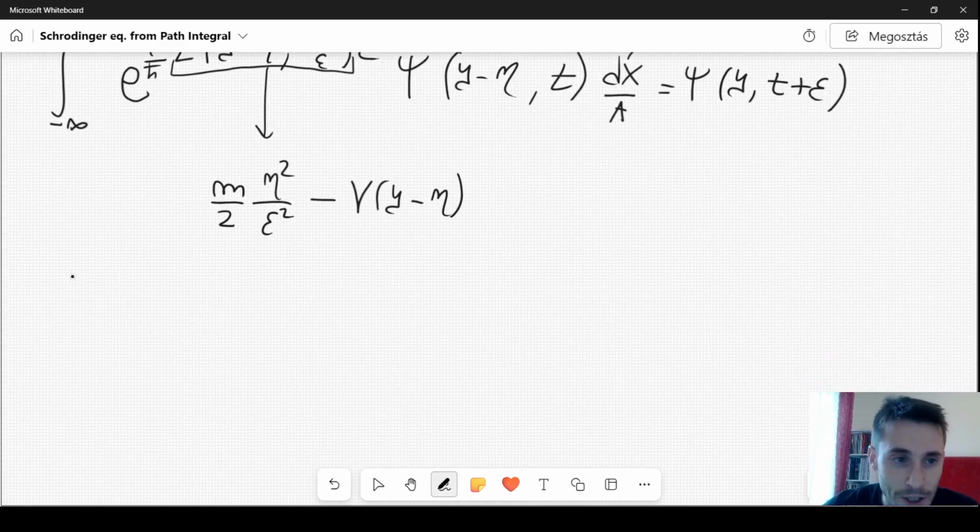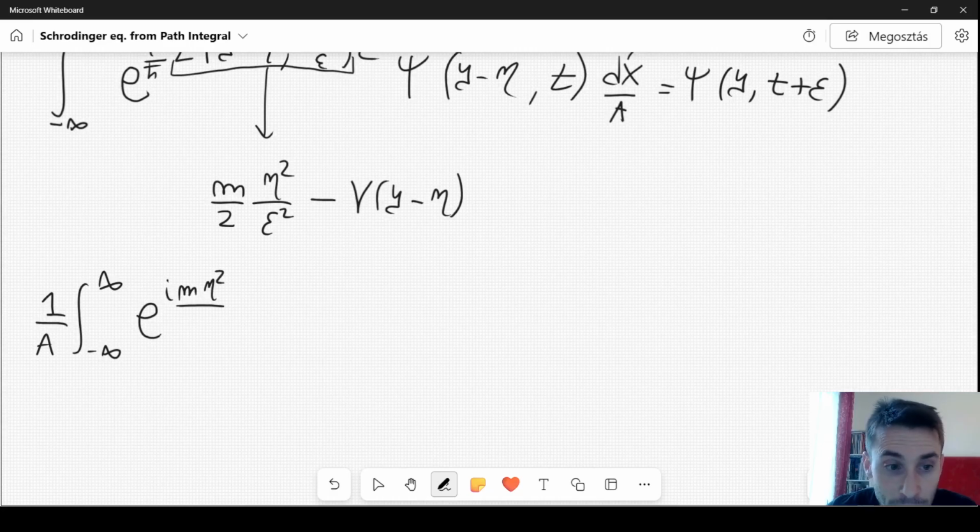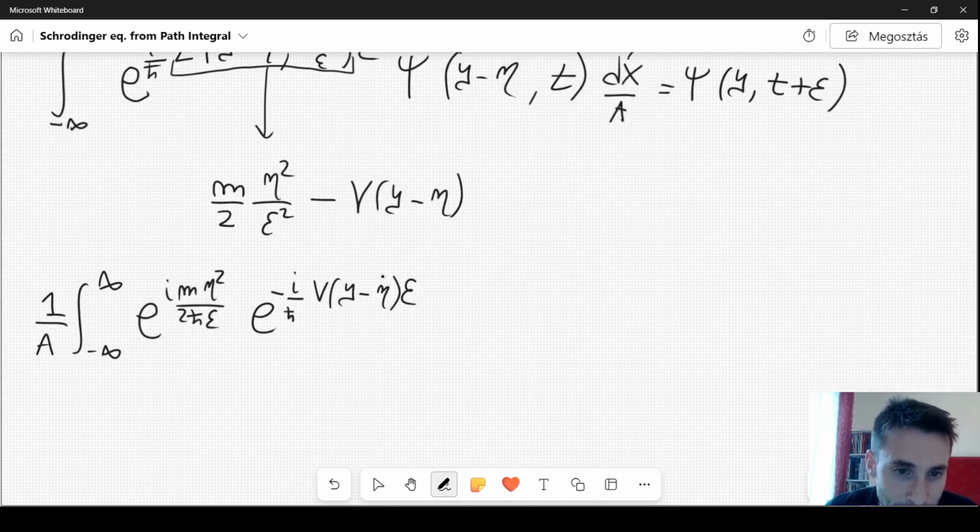Now let's rewrite the expression: 1 over a, integral from minus infinity to plus infinity. Then we can rewrite the exponential like this: e to the i m eta squared divided by 2 h bar epsilon. And then we also have another exponential which contains the potential field. So we have minus i over h bar V of y minus eta times epsilon. Now, since both epsilon and eta are small, they are infinitesimal quantities, we will keep all the quantities up to first order. So if we want to keep only the quantities up to first order, we make a negligible error if we replace V of y minus eta times epsilon by V of y times epsilon.